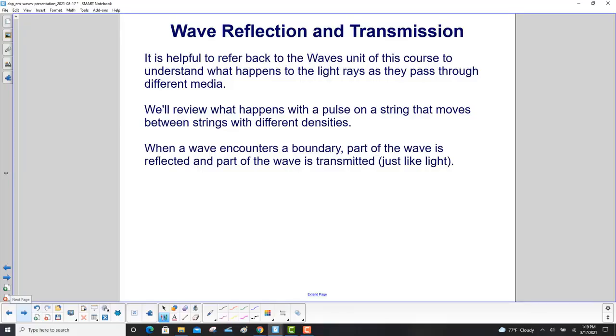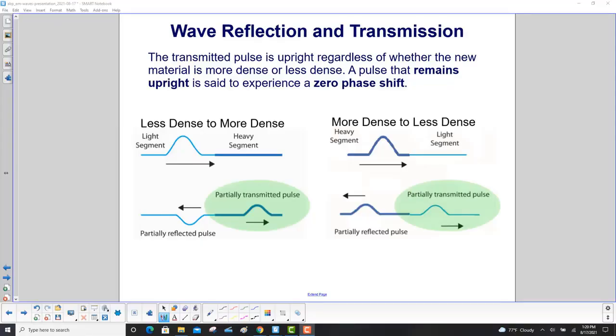It is helpful to refer back to the waves unit of this course to understand what happens to the light rays as they pass through different media. We'll review what happens with a pulse on a string that moves between strings with different densities. When a wave encounters a boundary, part of the wave is reflected and part of the wave is transmitted, just like light. So we're going to use this to help set up how light operates. So hopefully this is familiar.